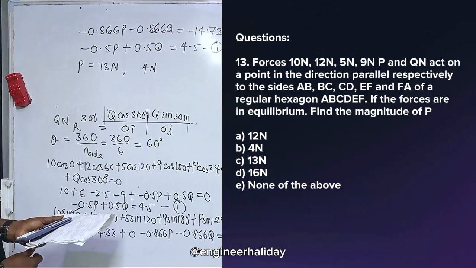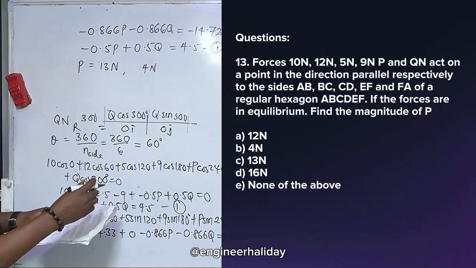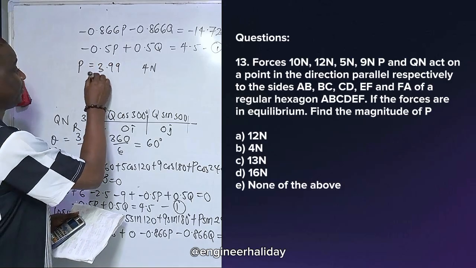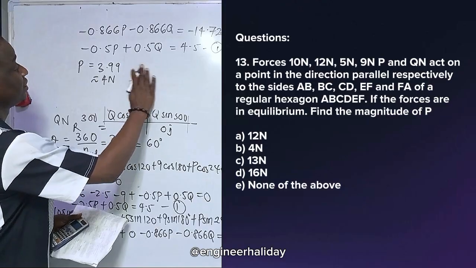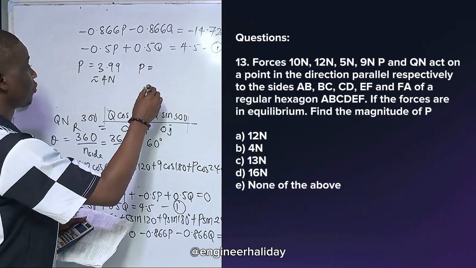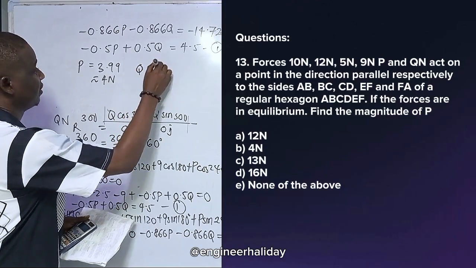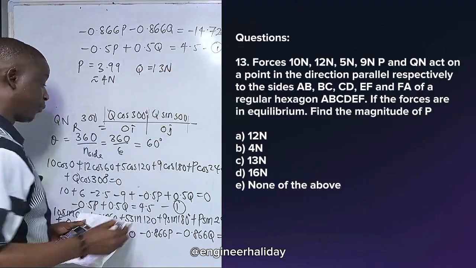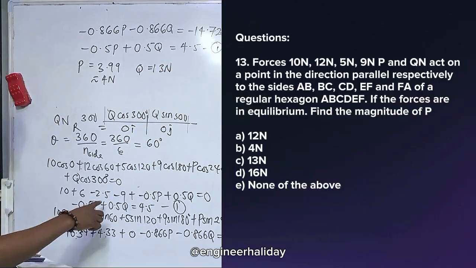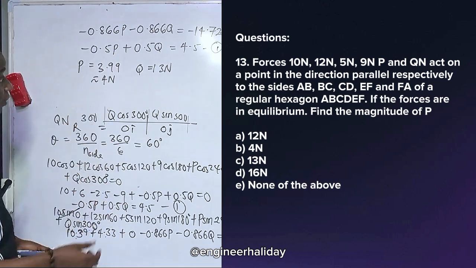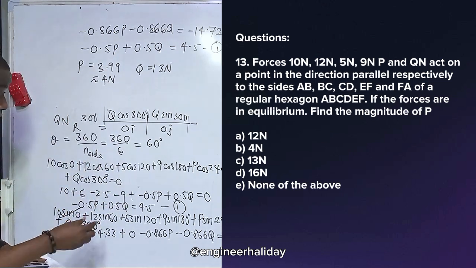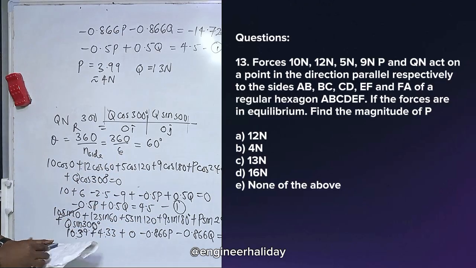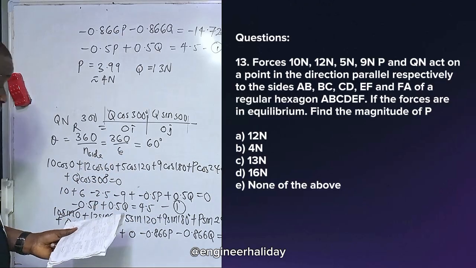So our P should be 3.99, which is approximately 4. That's what it should be. Then Q should be equal to 14, meaning 13 Newton. If you press your calculator, that's what you have, because number one, the P is appearing first. So if you solve with your calculator, that's what you're going to have as the first answer. Check all the things I've solved and see how far the solution is.